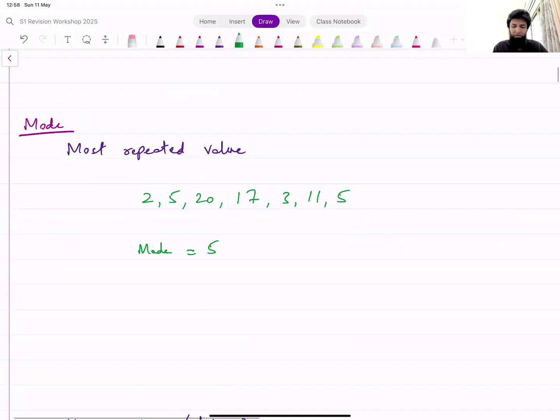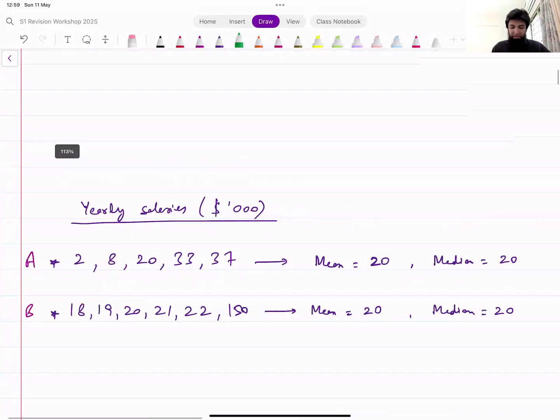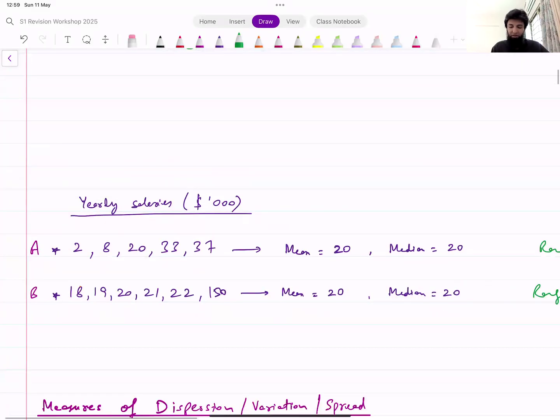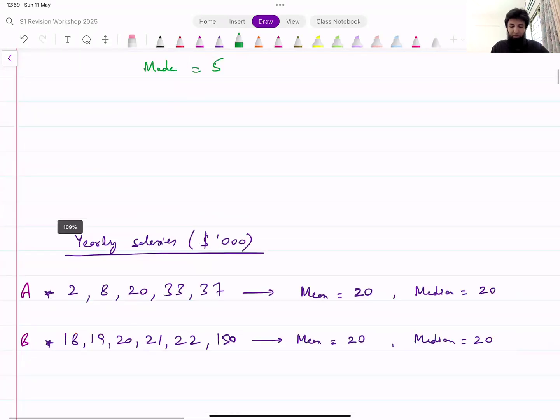Mode is just the most repeated value. So in this case, for instance, you have 5 coming twice, so that's your mode. That's 5 basically in this data. Sometimes you can have multiple modes as well. If you've got multiple values that are coming the same number of times, and that's the highest number of times, you can have multiple modes sometimes as well.